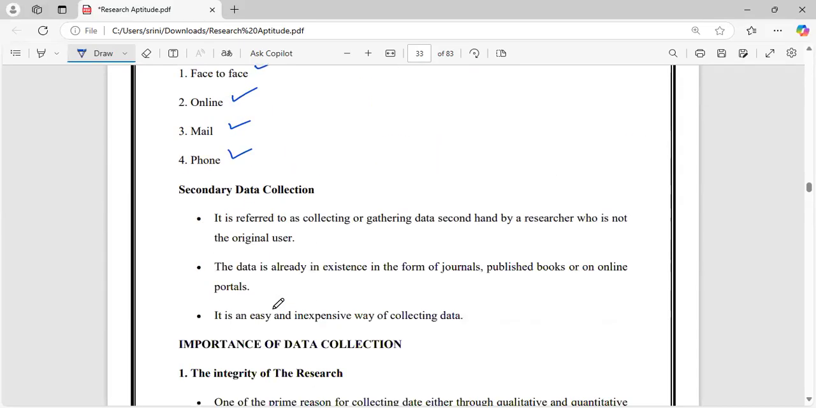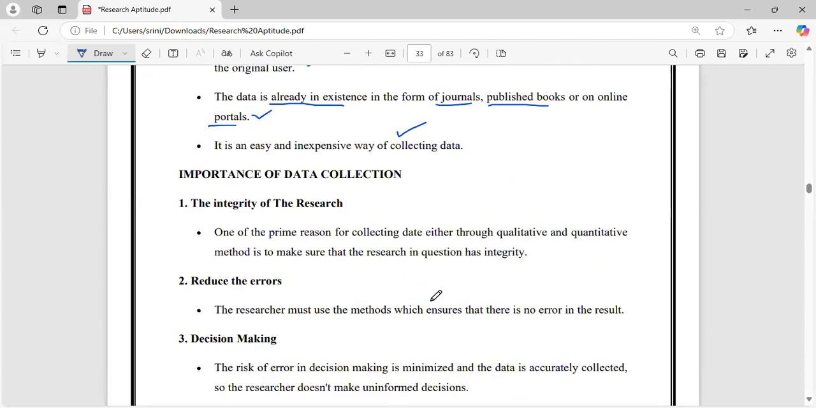Secondary data collection refers to collecting or gathering data second-hand, by a researcher who is not the original user. The data already exists in the form of journals, published books, or on online portals. It is an easy and inexpensive way of collecting data.